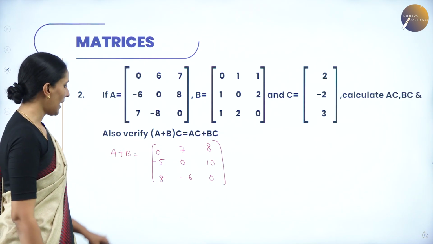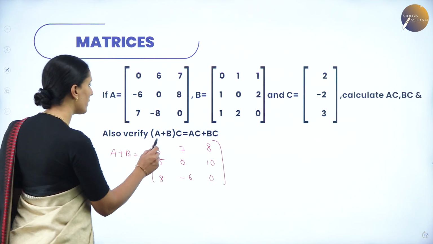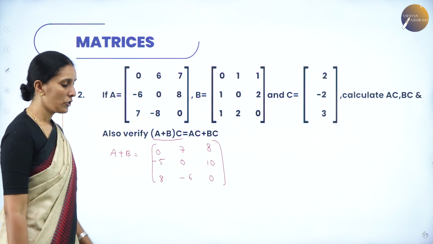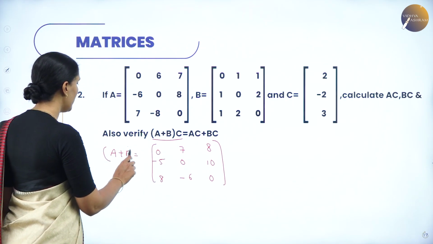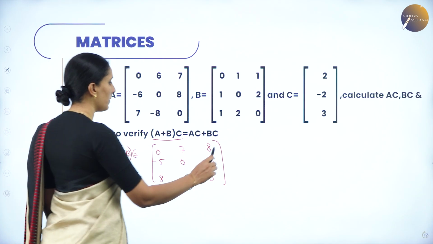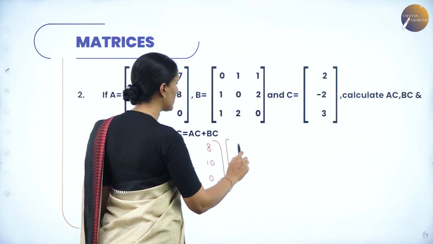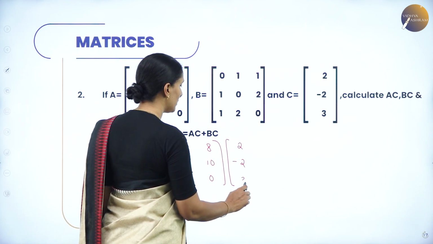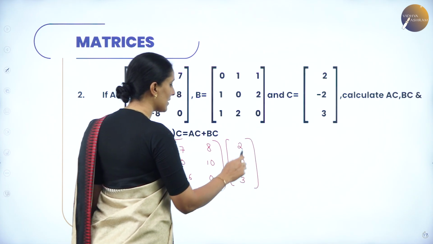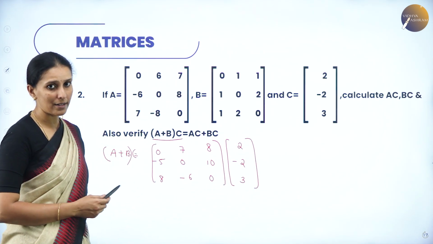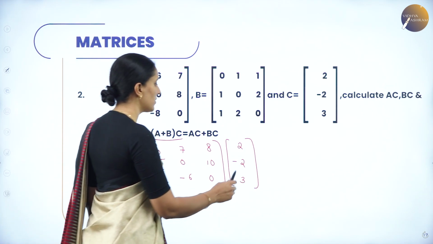Now, let me multiply C to this matrix because we need A plus B into C. So, for the same thing, I am multiplying matrix C. So, let me multiply matrix C here. What is this? 2, minus 2, 3. See, the second matrix is a column matrix. So, therefore, my answer will be a column matrix again.